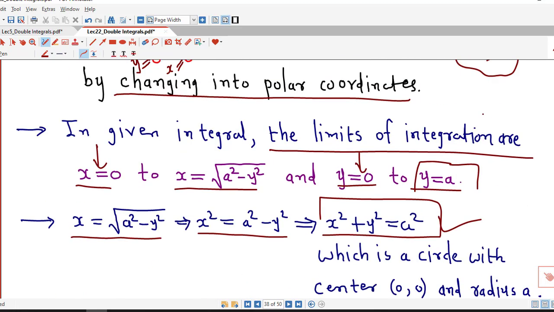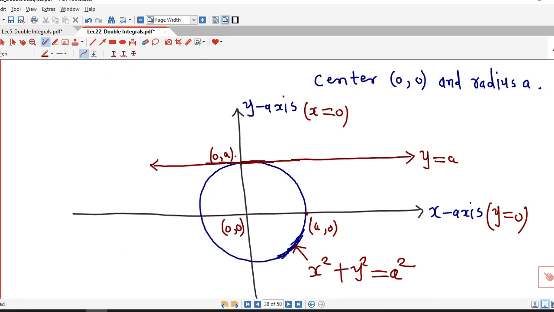So our region is bounded between y equal to 0 and y equal to a, and x starts from 0 and goes up to x equal to square root of a square minus y square. So our region starts from x equal to 0 and goes up to the circle, and y is between 0 and y equal to a. So this is the region of integration. The region of integration is the region in the first quadrant. The first quadrant of the circle is the region of integration for the given problem.